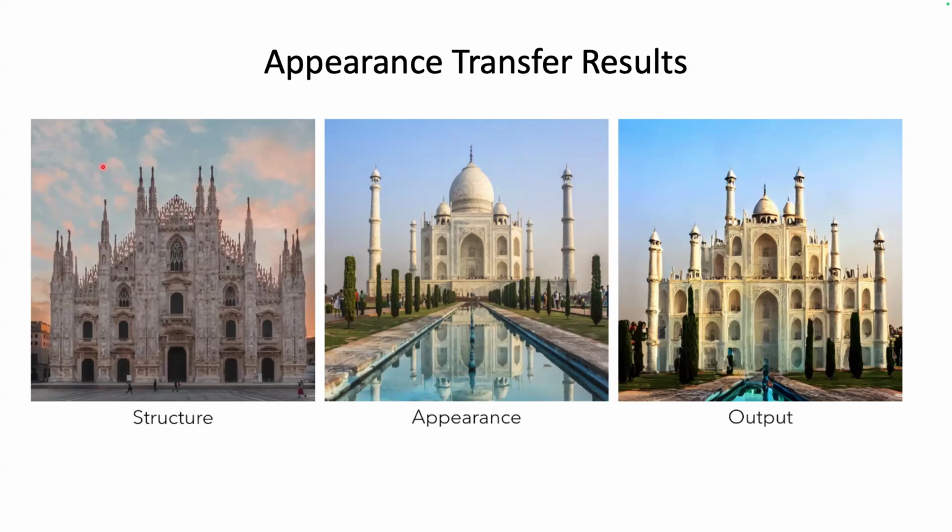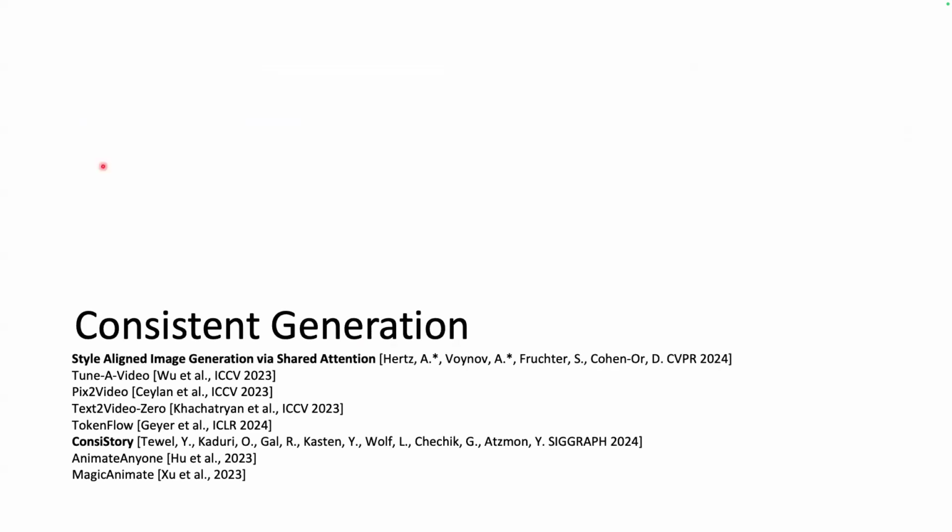Okay, cool. So what else can we do? I hope that by now you're convinced that these attention layers allow us to find semantic correspondences between different images, which allows this application of appearance transfer. But which more applications does this property of the attention layer allow? Another thing that has been shown to be very powered by these semantic correspondences is consistent generation.